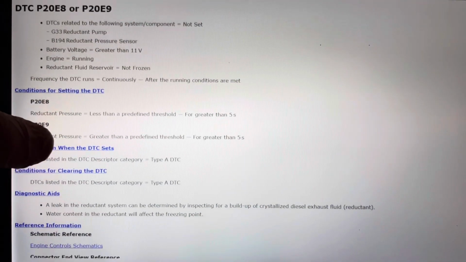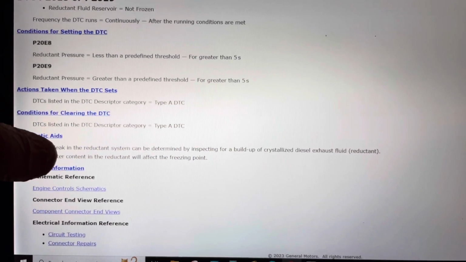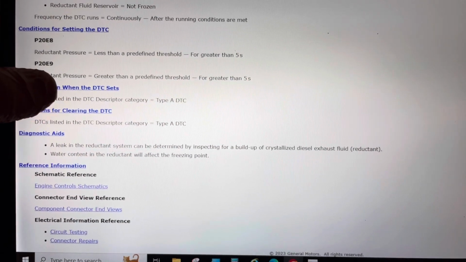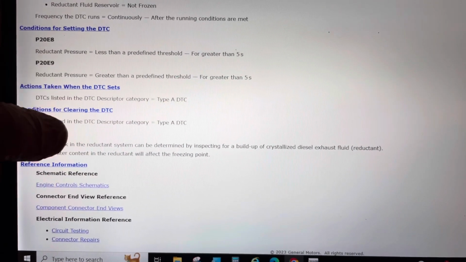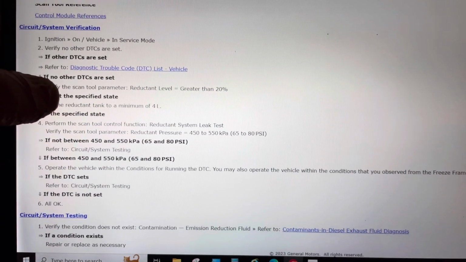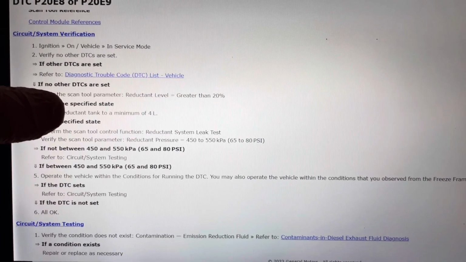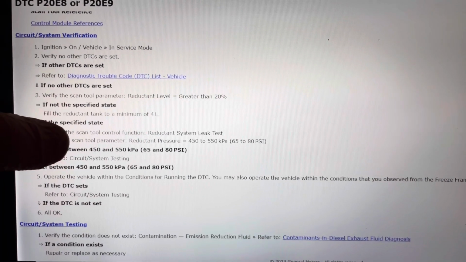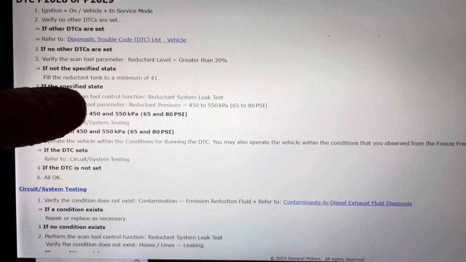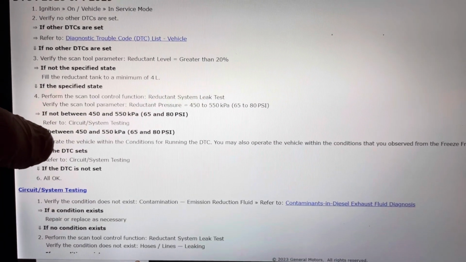Okay, here's the diagnostic document. Conditions for setting the DTC, less than predefined value. Okay, so they want us to check reductant fluid level. That's kind of obvious. Hey dummy, make sure there's some fluid in the tank, and then command the reductant system leak test and check how much pressure we are building. So let's go do that.